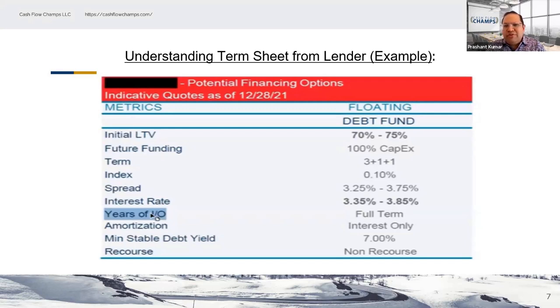If the broker gives you some indication, it means the broker knows that these are the different lenders, and we can potentially get these different terms from these lenders. And now it has to make sense to our business plan. So in this scenario, this is for one of the properties that we got indicative quotes from a broker with initial LTV of 70 to 75% loan to value, right?